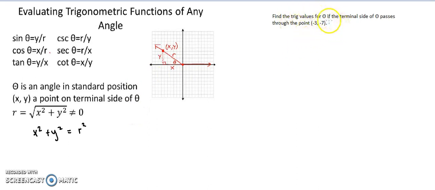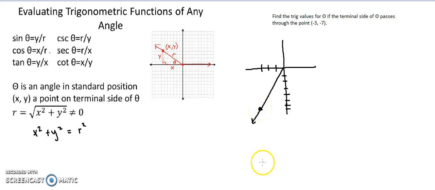Let's say we want to find the trig values for theta, and the terminal side of theta passes through the point -3, -7. So what we need to do is we need to set up one of these triangles and then use all of this information here. So we graph -3, -7. 1, 2, 3. 1, 2, 3, 4, 5, 6, 7. Okay, so there's -3, -7. And we're going to pass through that point. Okay, so that part's nothing new. You know how to graph a point, you know how to draw a line through it.